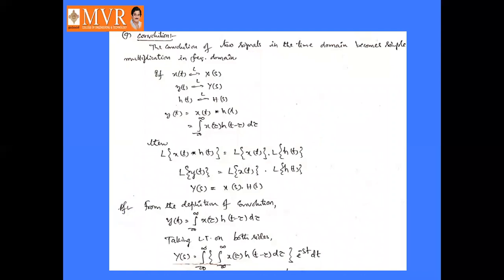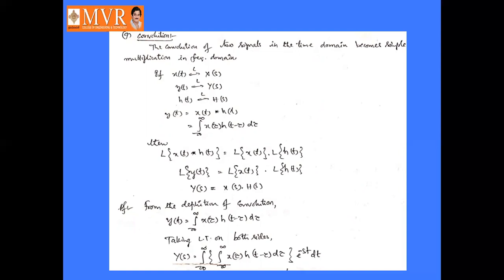Okay, next the convolution property. Convolution in the time domain will become simple multiplication in the frequency domain. If the Laplace transform of x(t) is X(s), the Laplace transform of y(t) is Y(s), and the Laplace transform of h(t) is H(s), then y(t) is nothing but x(t) convolved with h(t), defined as the integral from minus infinity to infinity of x(tau) h(t - tau) d tau.